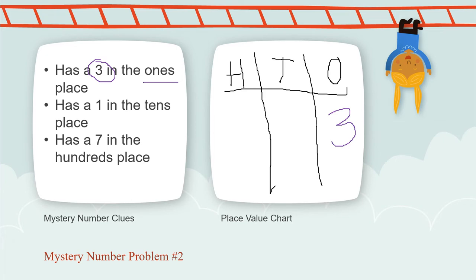Next, I'm going to look at my next clue. It says it has a 1 in the tens place. Now I'm going to go to the tens place and write the number 1 in my chart under the T for tens. Finally, I'm going to look at my last clue. My last clue says it has a 7 in the hundreds place. Hundreds starts with H, so I know I need to put my 7 in the hundreds place. Let's look at our final answer. Our final answer for our mystery number is 713. Let's try another.